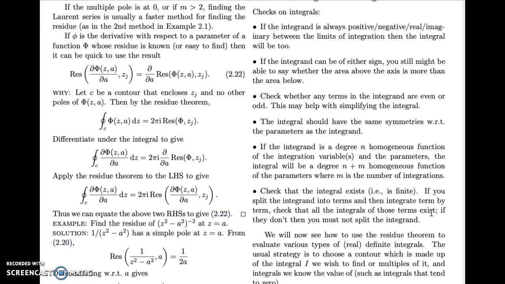So what do we mean by exist? Well, basically that they have to be finite. If they're not finite, then you're not allowed to add or subtract infinities. Assuming that the integral you're trying to find does exist, if you split the integrand and the individual integrals you get don't exist, then it basically means you're not allowed to split the integrand. You have to think of doing it another way.